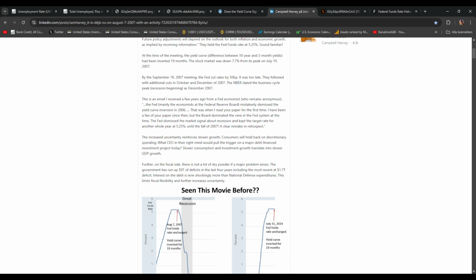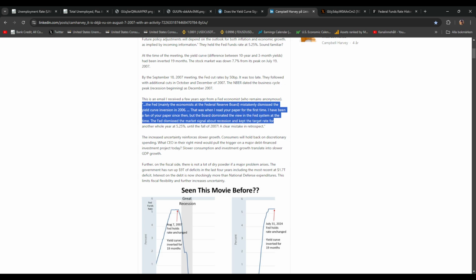Anyways, going back to what Campbell Harvey said. This is an email I received a few years ago from a Fed economist who remains anonymous. Quote, the Fed, mainly the economists at the Federal Reserve Board, mistakenly dismissed the yield curve inversion in 2006. That was when I read your paper for the first time. I've been a fan of your paper since then, but the board dominated the view in the Fed system at the time. And the Fed dismissed the market signal about recession and kept the target rate for another whole year at 5.25% until the fall of 2007, a clear mistake in retrospect.